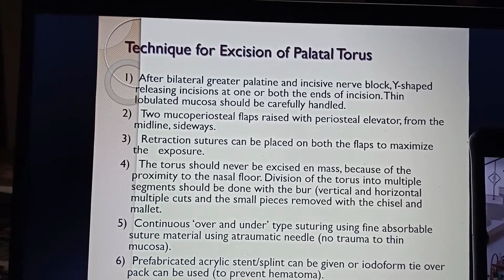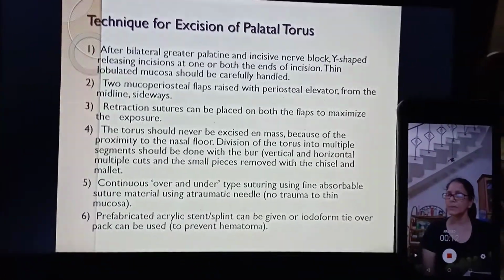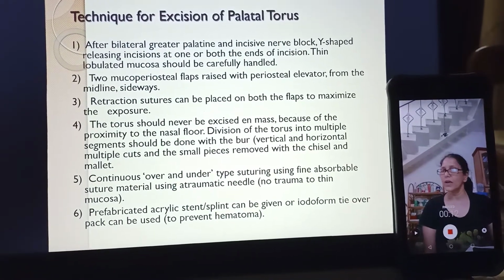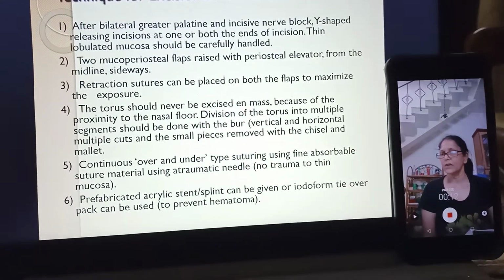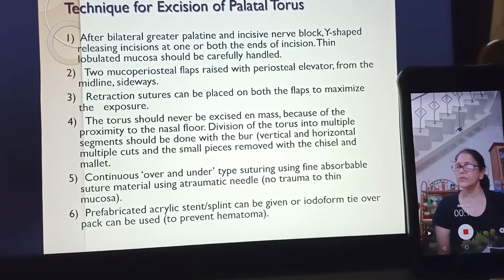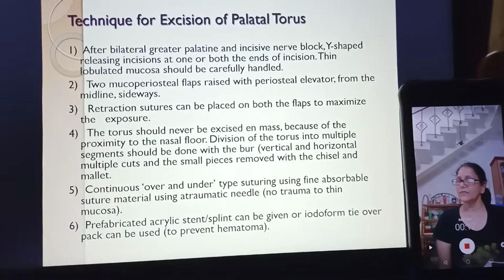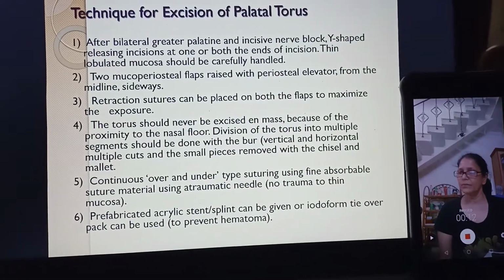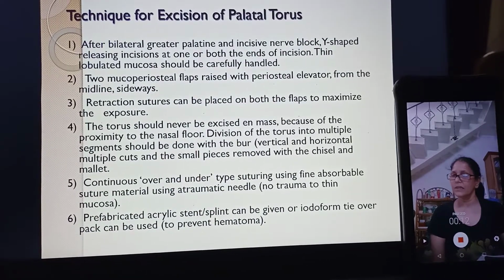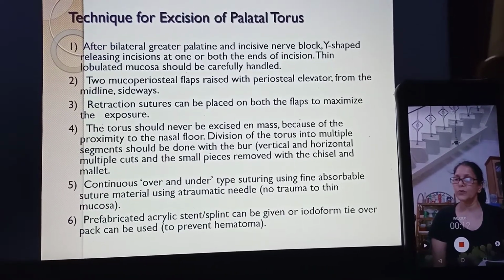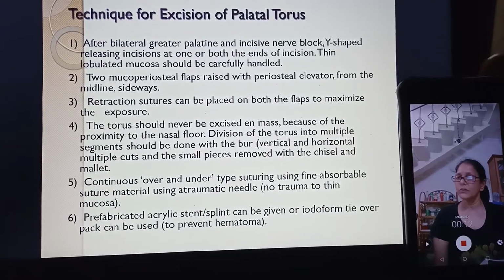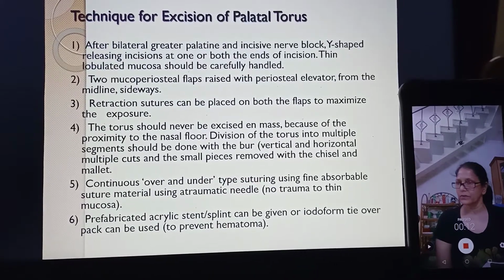So the tori are excised as multiple pieces. Never excise them en masse. So divide these tori into multiple segments, which you can do either vertically or horizontally, and then use a rotary burr, and after that each piece is removed separately under continuous irrigation of saline, following which you smoothen the palatal vault prior to suturing for primary closure.